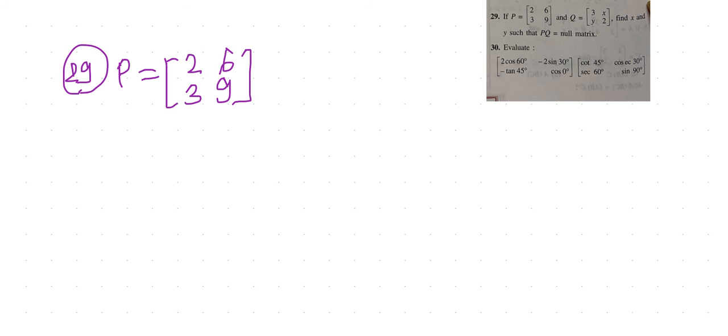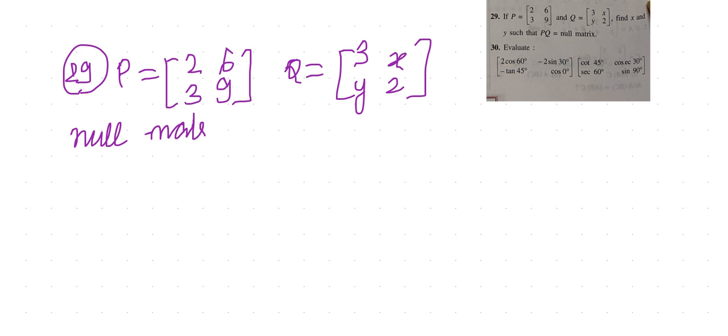We will now be moving to question number 29. In this question it has been given, children, that P is equal to 2 3 6 9, and the value of Q has been given as 3y, x and 2. Find x and y such that PQ is equal to the null matrix. What is the meaning of null matrix, children? You will write that the null matrix is equal to 0 0 0 0. Any matrix whose elements are all 0 is a null matrix.